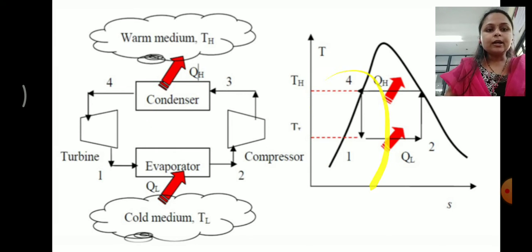This diagram shows the temperature entropy diagram. In this temperature entropy diagram, we can see the processes 1 to 2, 2 to 3, 3 to 4 and 4 to 1. 1 to 2 is the process which is occurring in the evaporator, where we can see temperature TL is constant. Only there is a change in entropy. Okay, means from 1 to 2 there is a change in entropy only, but there is no change in temperature. From 2 to 3 there is a change in temperature.